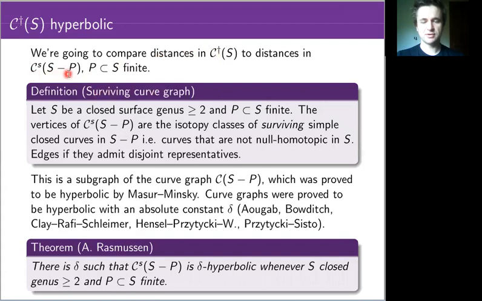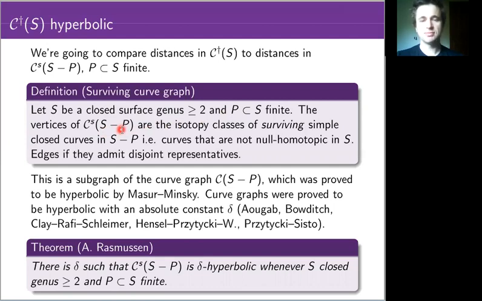So what are these graphs that we're going to use? These are called the surviving curve graphs. I'm going to define this when the genus is at least 2 for simplicity. It can also be defined for genus 1. So let S be a closed surface, genus at least 2, and let P be a finite set of points. Then we're going to consider the surface S minus P, which is a punctured surface. It's also of finite type.